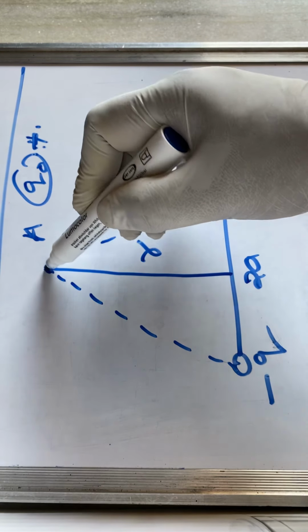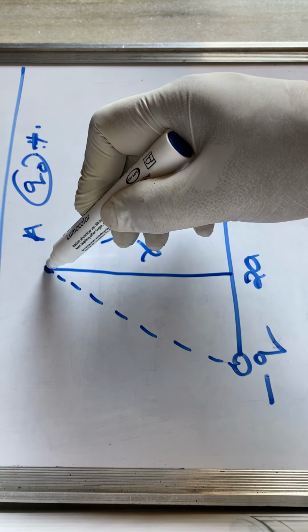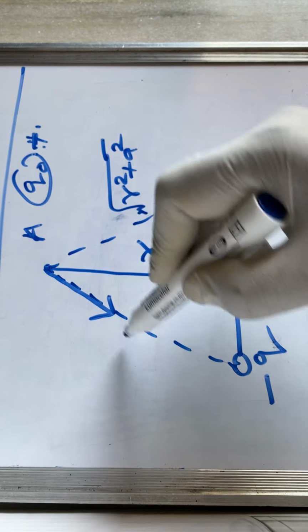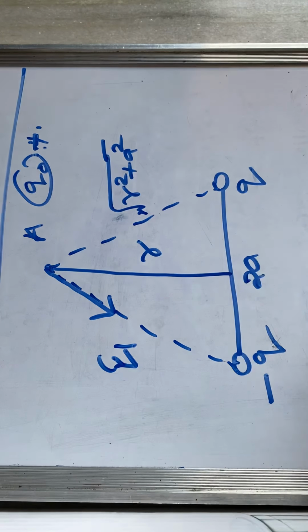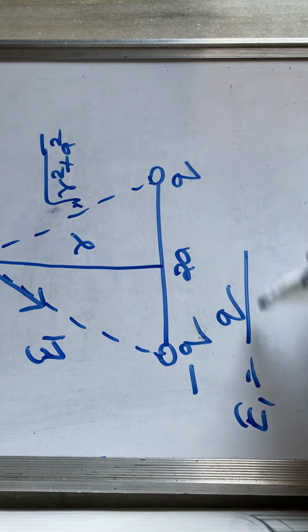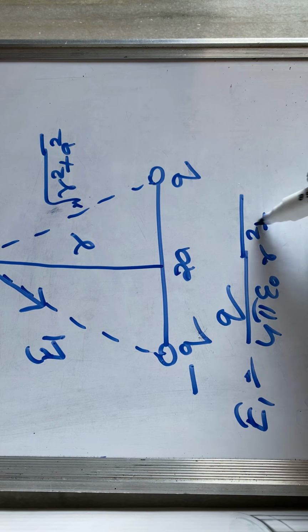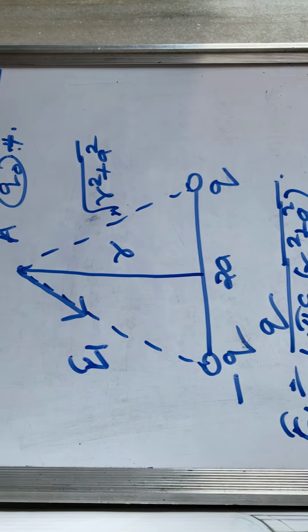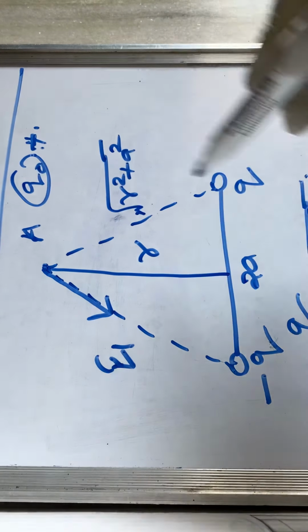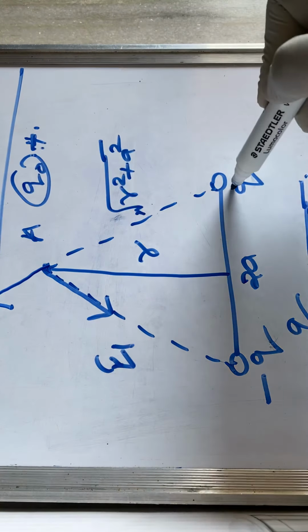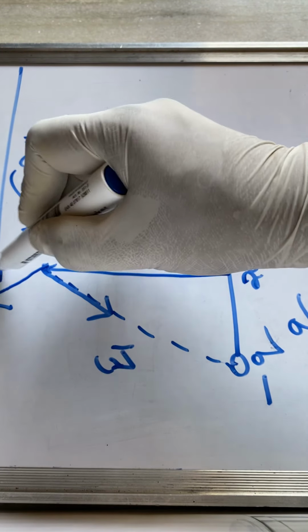So, if we place a test charge here, because of the minus q charge, this test charge will be attracted toward it. Let's call this E1. And what is this E1 equal to? It will be q over 4 pi epsilon naught times the distance squared, which is under root r square plus a square. If we again place a test charge here, that test charge will be repelled because of this plus q charge. Let us call this E2.